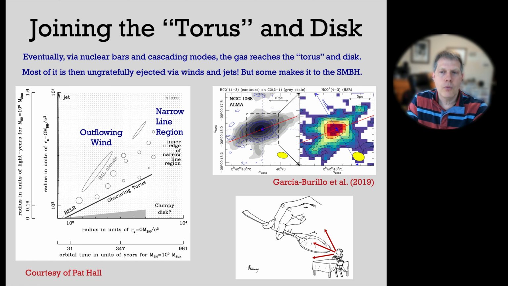And then once the material has worked its way inward through the main bar and then through the nuclear bar and then through a variety of other cascading modes, well, eventually that material reaches the torus and the accretion disk. And then what happens? Well, then, in a rather ungrateful manner, the little child, that is the supermassive black hole, spits most of its food back out, okay? It's not very grateful for the efforts of all of these nuclear bars and large-scale bars and cascading modes and all this stuff. In fact, it spits most of the material that is fed to these small scales back out via winds and jets. But some fraction of the material does make it down to the supermassive black hole, and that's the material that ultimately feeds the monster and allows the supermassive black hole to grow further.